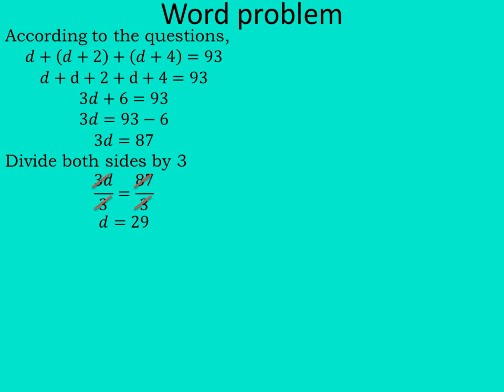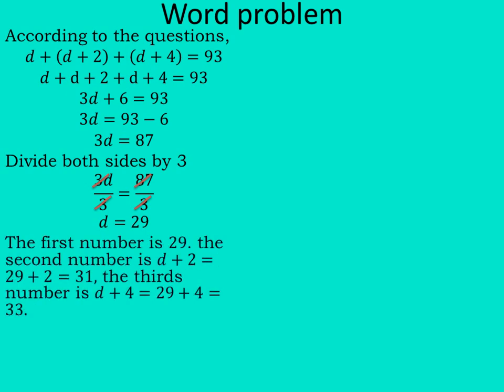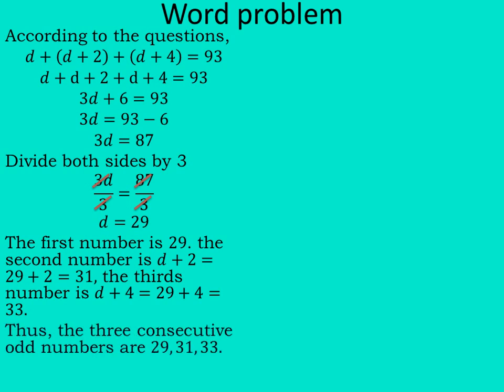So here, all we mean is that the first odd number is 29. The second number is d plus 2, if you won't forget. So we have 29 plus 2, that will be 31. And the third number is d plus 4, that will be equal to 29 plus 4, which is 33. So the 3 consecutive odd numbers are 29, 31, 33.